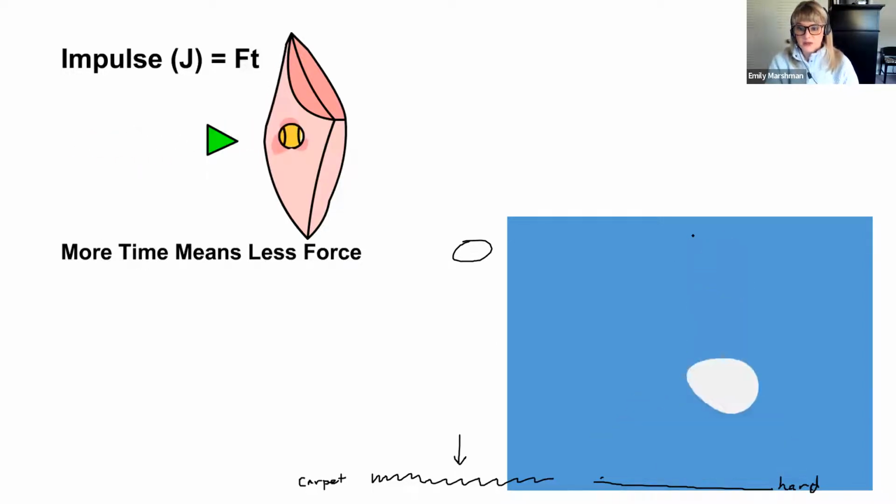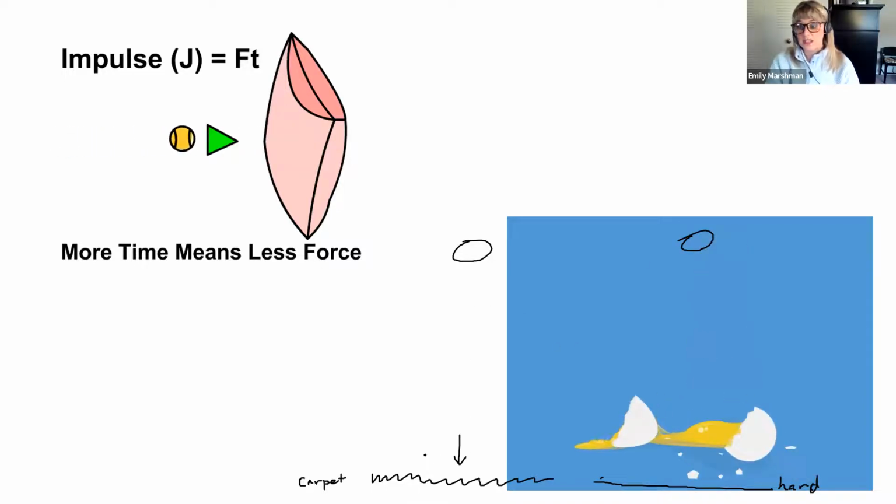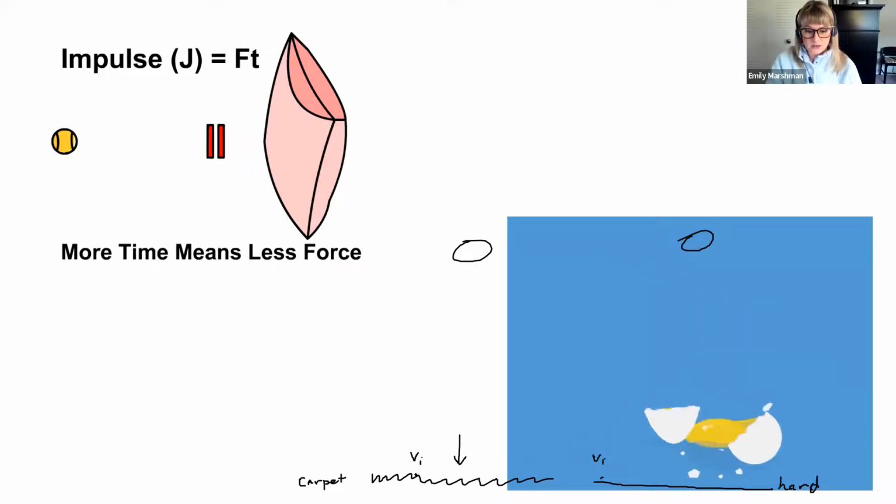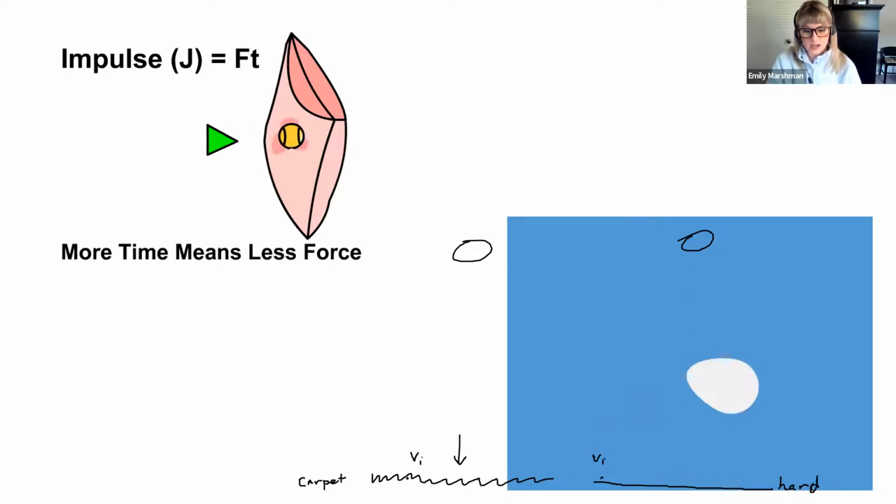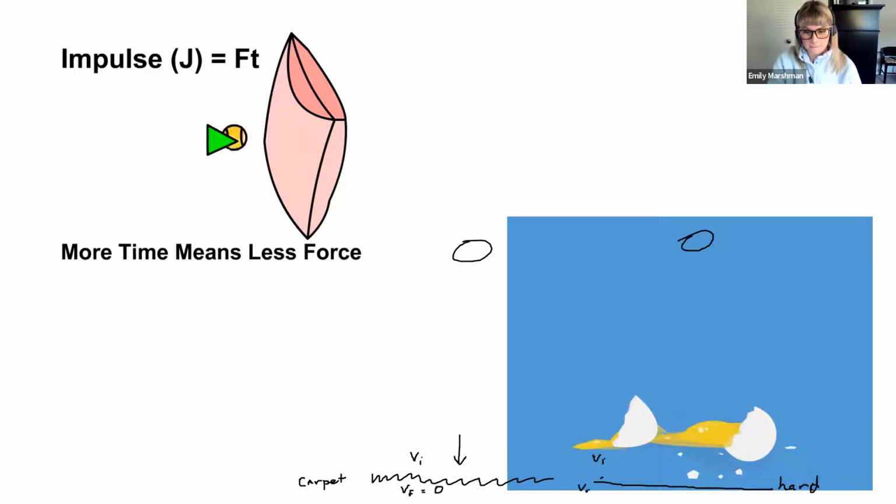If I drop the egg from the same height, when it reaches the ground, it's going to have the same initial velocity right before it comes in contact with the ground. So there's an initial velocity here, an initial velocity here, and they're both the same, because I'm dropping it from the same height, so it's not going to matter. And whether it interacts with the carpet or the hardwood, the final velocity of the egg after this interaction is 0. It comes to a stop, whether it hits the hardwood floor or the carpet.